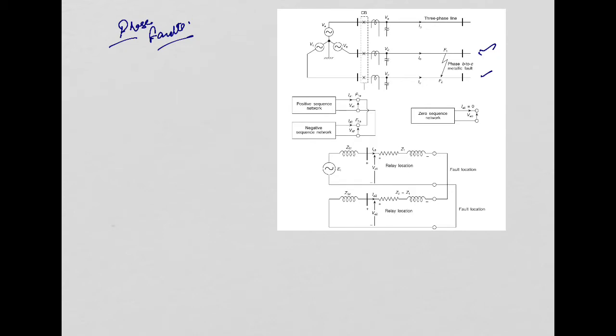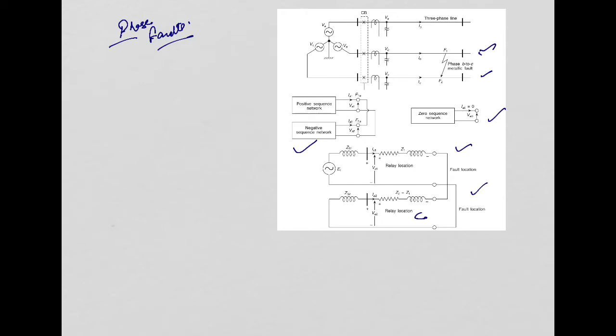Now a phase to phase fault can be represented by the parallel combination of positive and negative sequence networks at the fault point, as shown here. I can assume that you have studied that in your power system. The zero sequence remains open circuited because it doesn't involve the ground, so the zero sequence component in that case is 0. This is the equivalent circuit, where we have the positive sequence part and the negative sequence part.